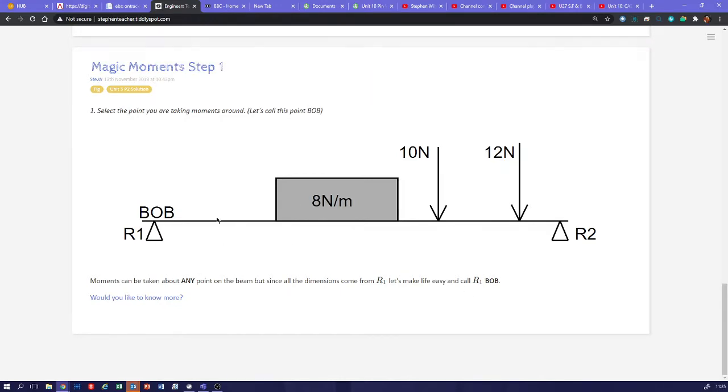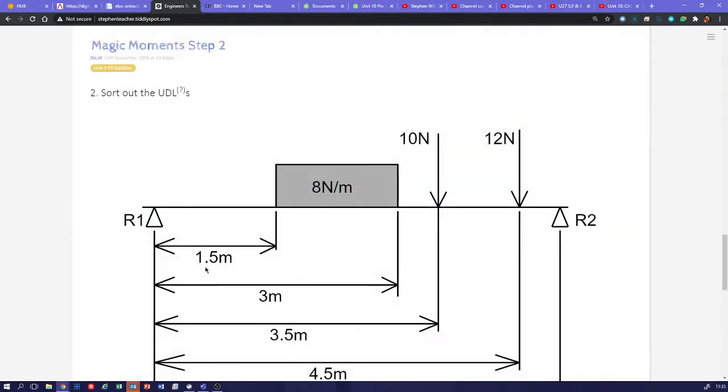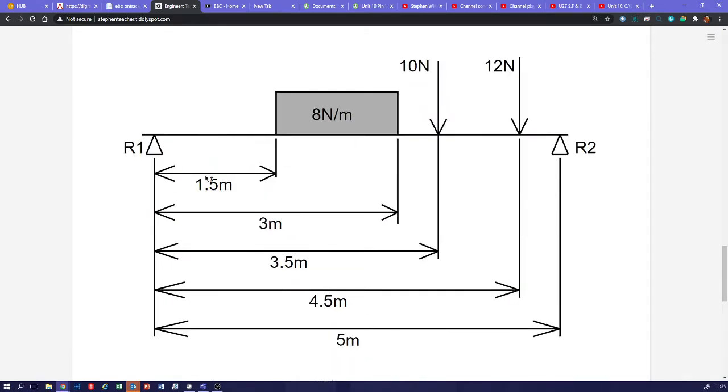Now we've not got any dimensions on this drawing yet, but here's one I prepared earlier. Let's have a look at that. I've put all the dimensions on here, so it's 1.5 meters to the start of the UDL, 3 meters to the end of the UDL, 3.5 meters to the 10 Newton point load, 4.5 meters to the 12 Newton load, and 5 meters from R1 to R2.